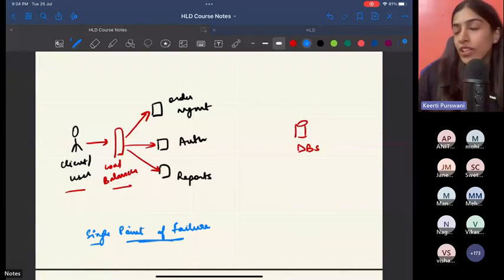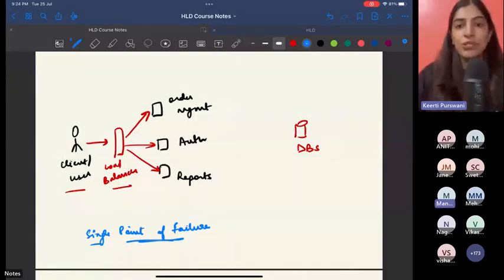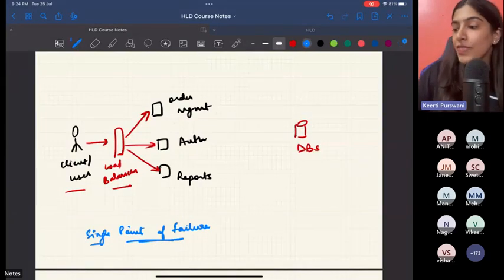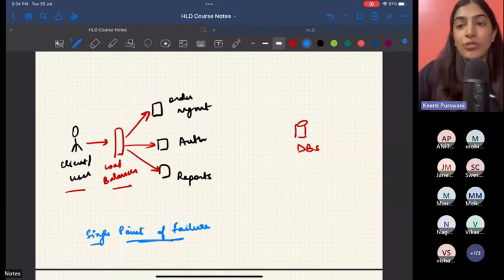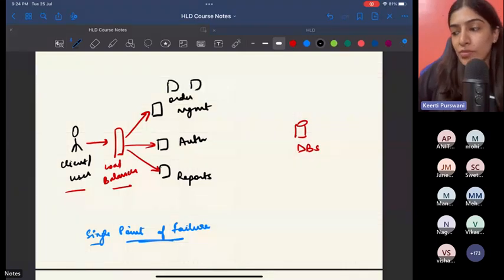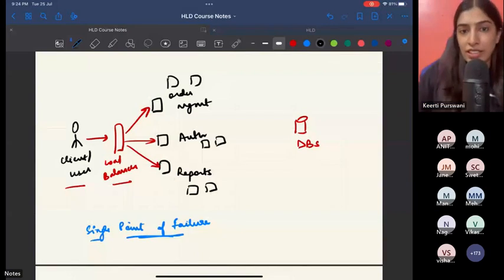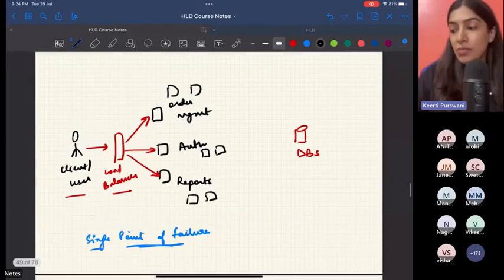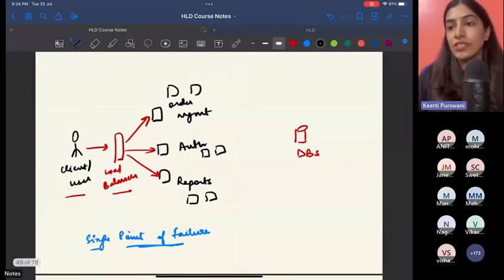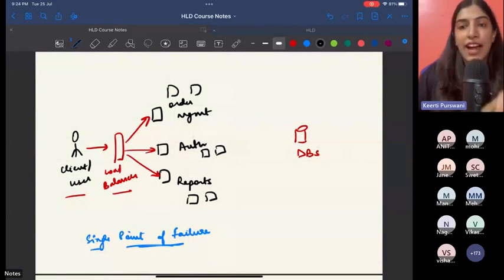So that's why, okay, just think about it. Suppose you don't know anything about system design. I tell you that one of the servers is crashing or can crash at any point and you don't want a single point of failure. What would you do? What you could probably do is have more servers just for order management, more servers just for auth, more servers just for reports, correct? So now there can be multiple servers for the same microservice.